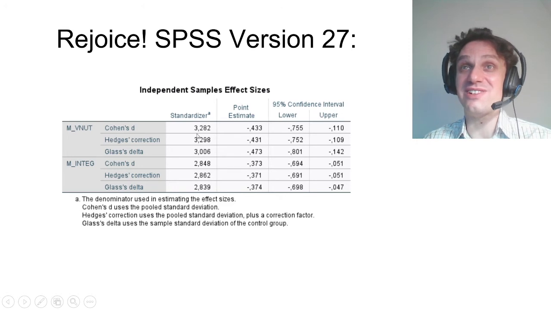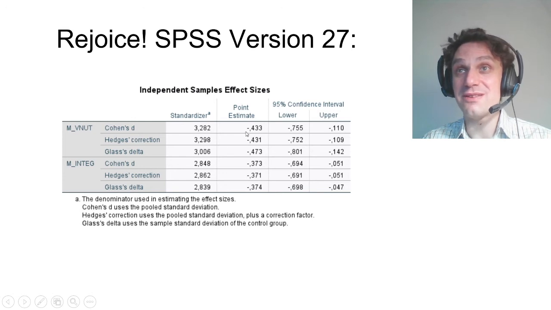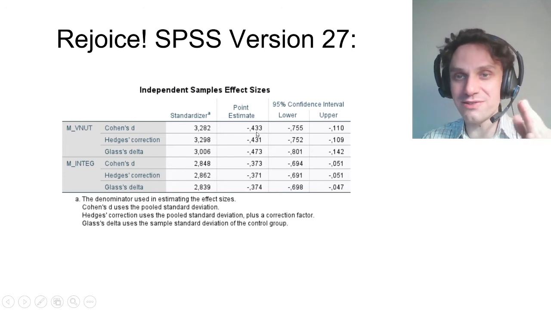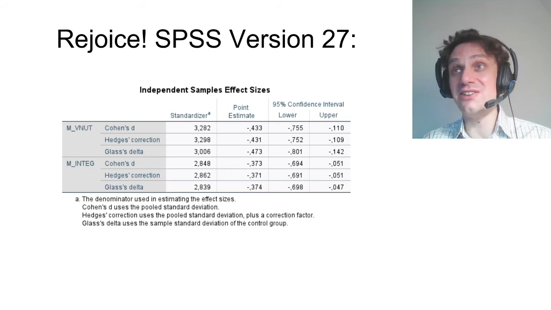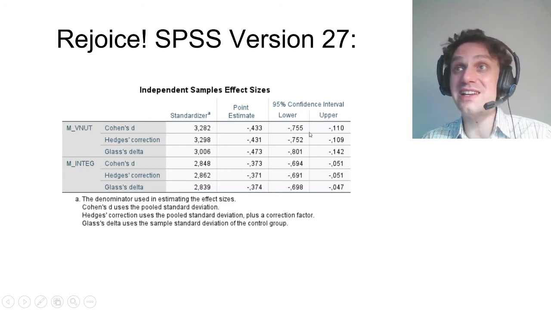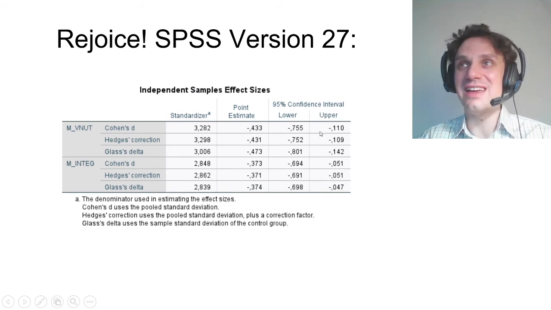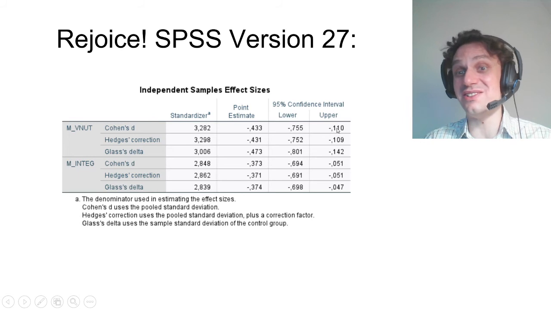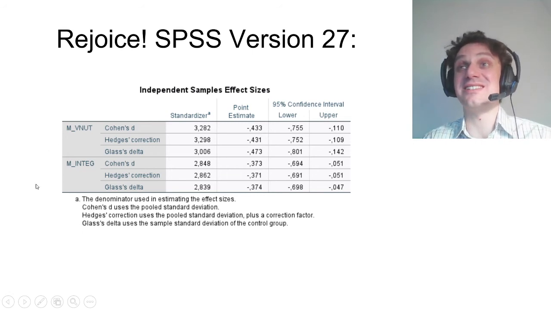But at least for normal Cohen's d, we finally have a point estimate, which is minus 0.43, kind of a weak to average effect. And you also see the 95% confidence interval, which describes the limits within which the true effect size in the population is supposed to lie with 95% probability based on our sample data. And you see that this confidence interval does not include 0, so this effect is statistically significant, but of course this significance is evaluated with the Student t-test.